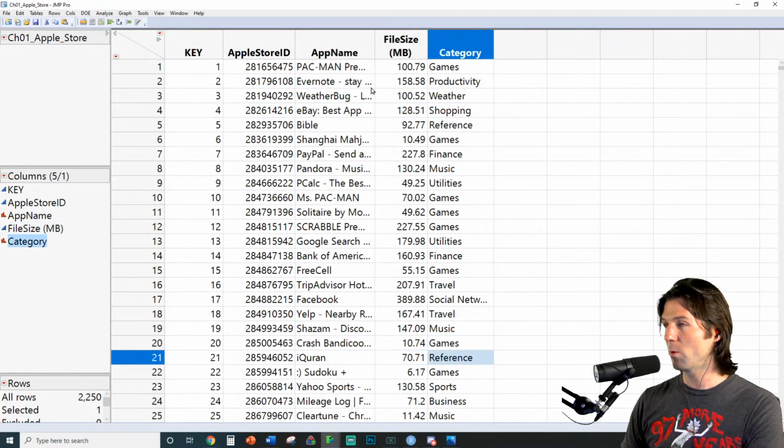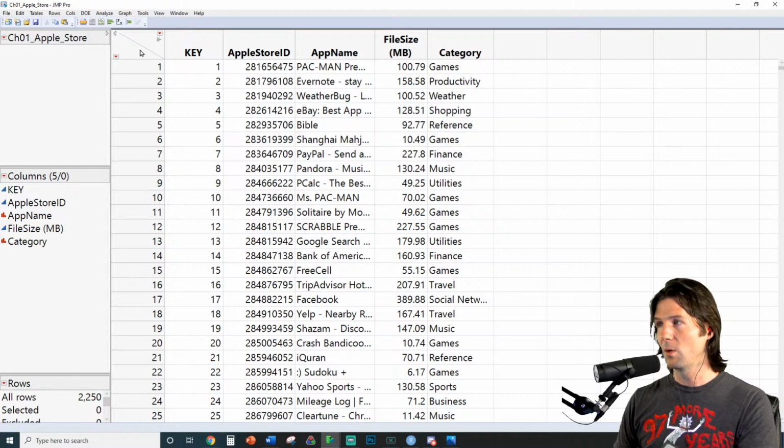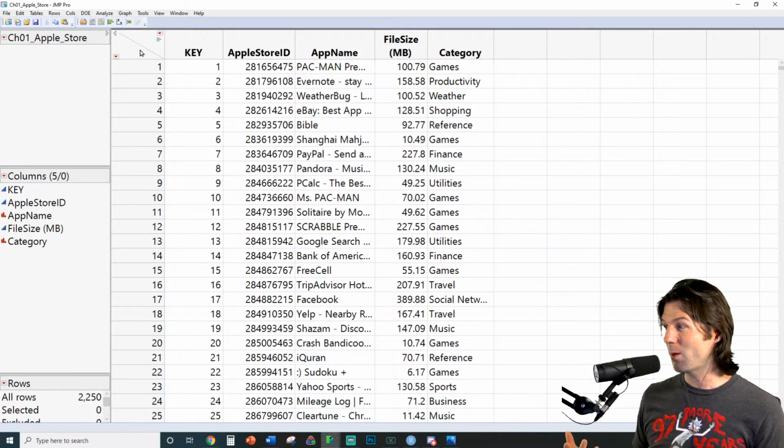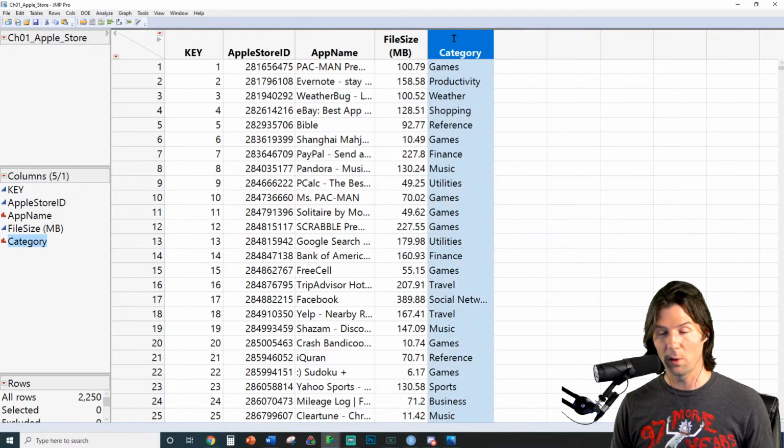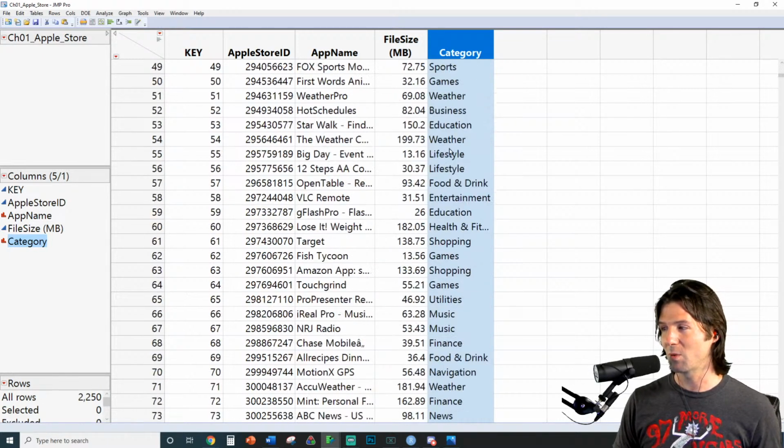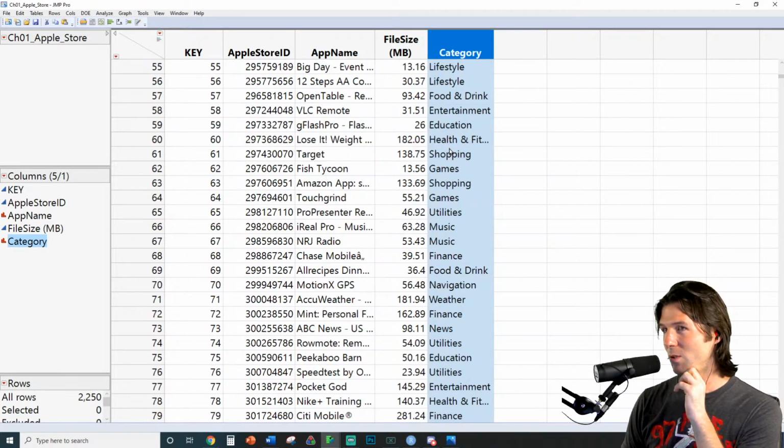Last but not least, we have category. And when it comes to the category right here, we can say that this puts it into categories. So the category is a categorical variable. And these are all different apps on the App Store.